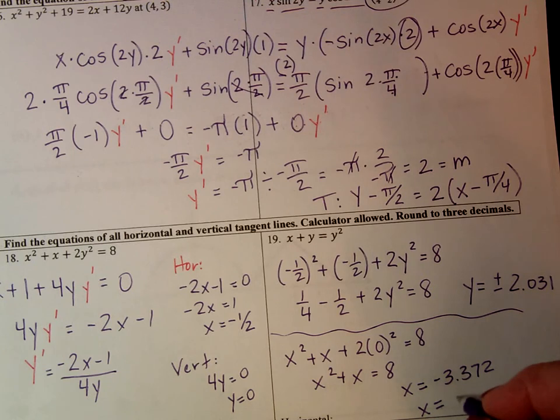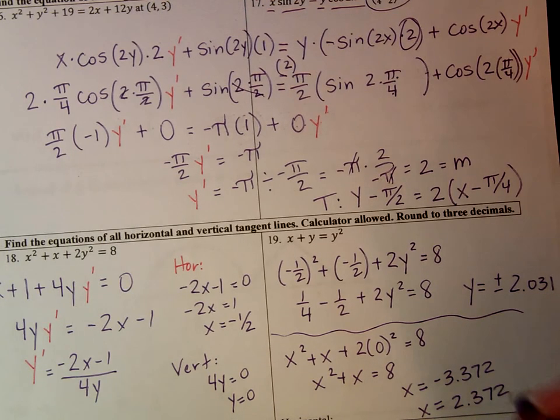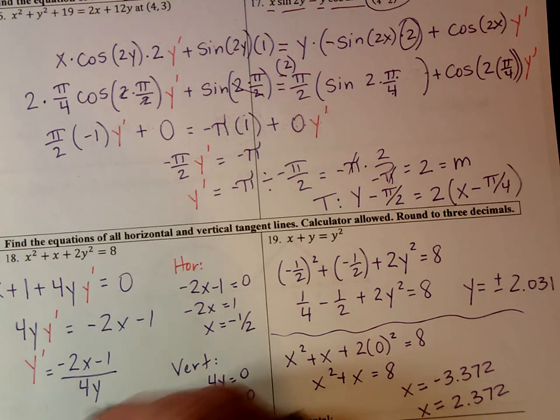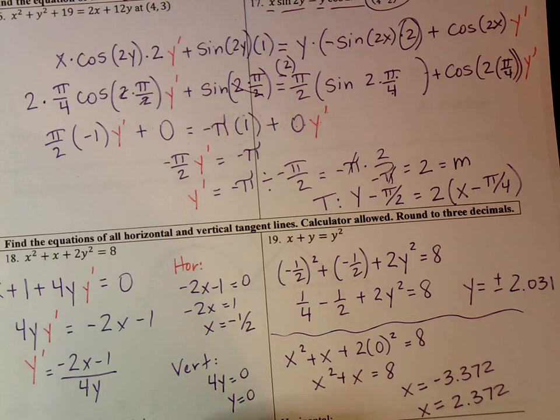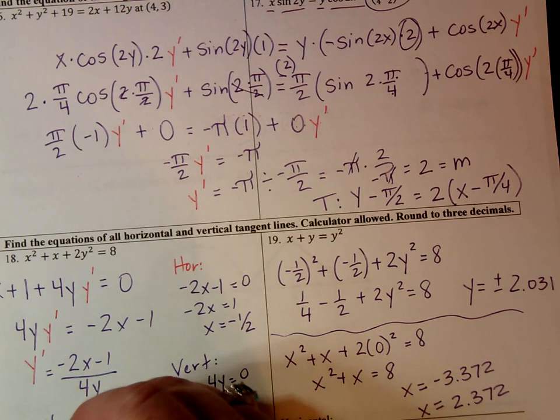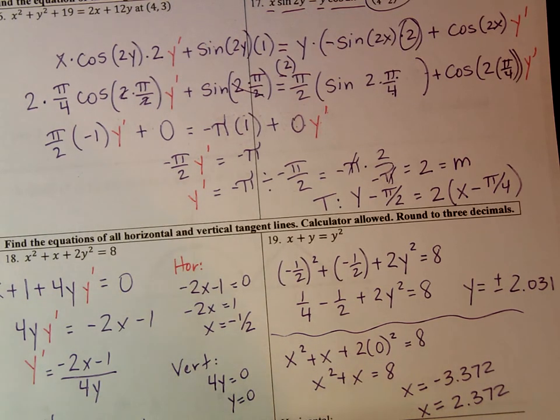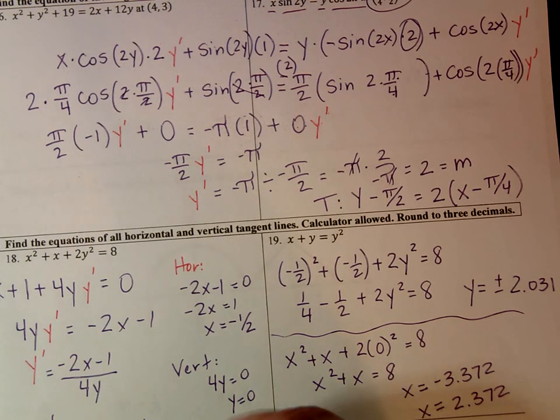And so there are your answers. Horizontals are y equals plus or minus 2.031. And your verticals are when x equals negative 3.372 and x equals 2.372.